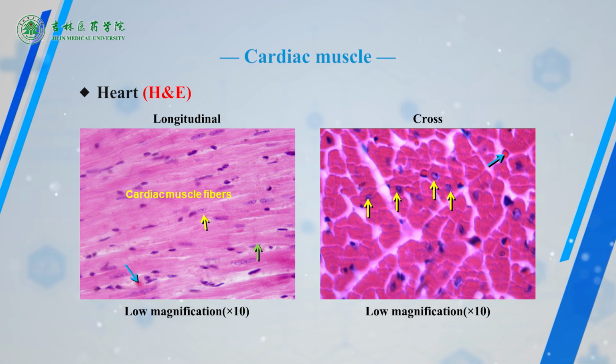When in the plane of section, nuclei, yellow arrow indicates, occupy a central position in the cell. There are numerous pink dots surrounding the nucleus. It's the cross-section of myofibrils.